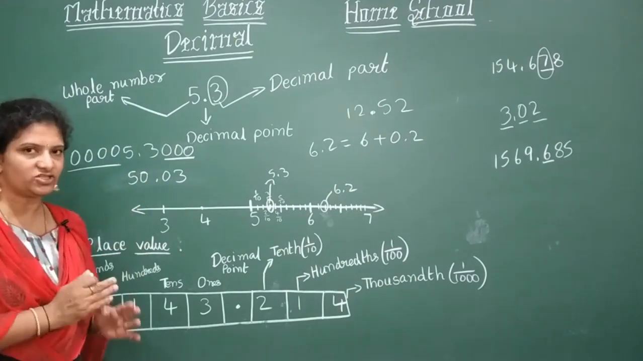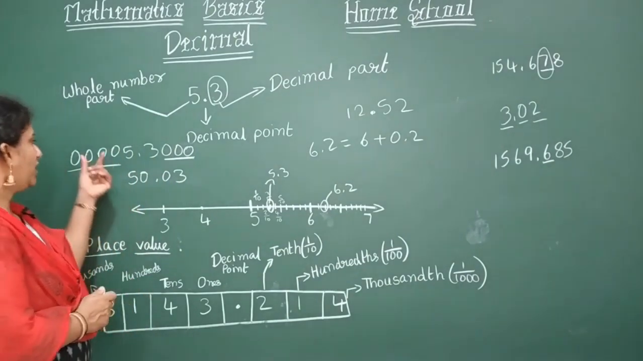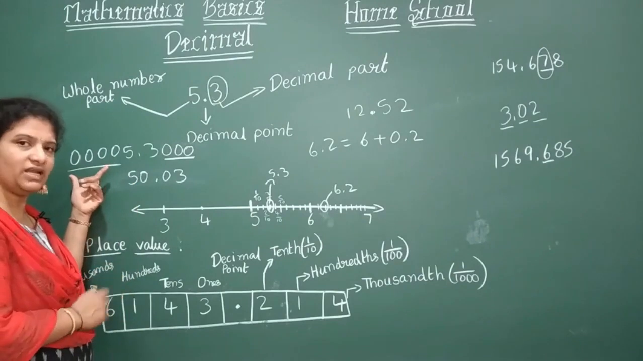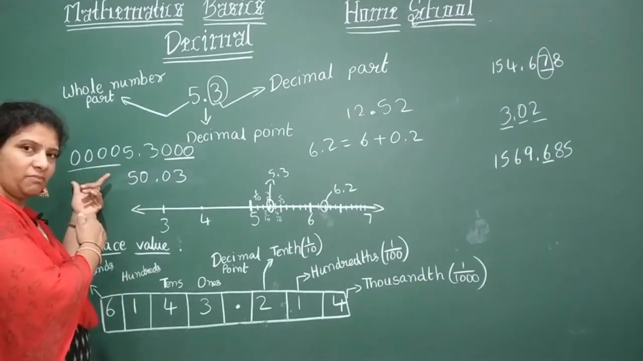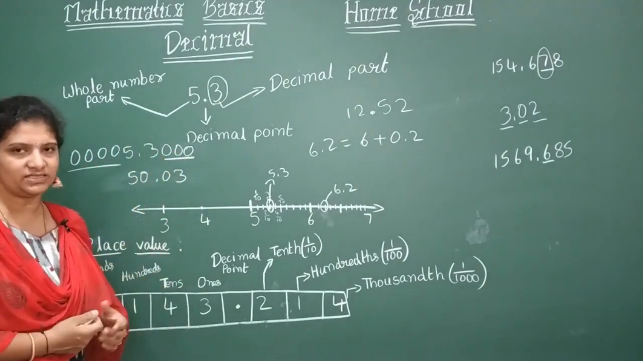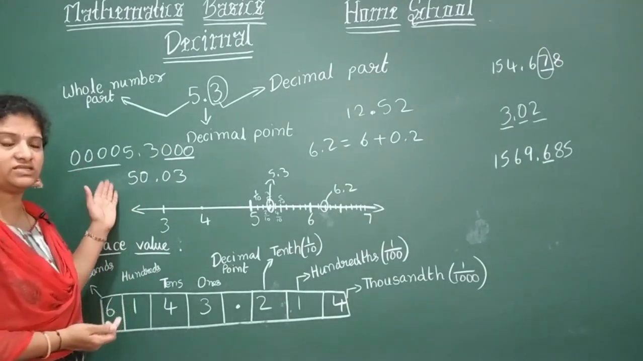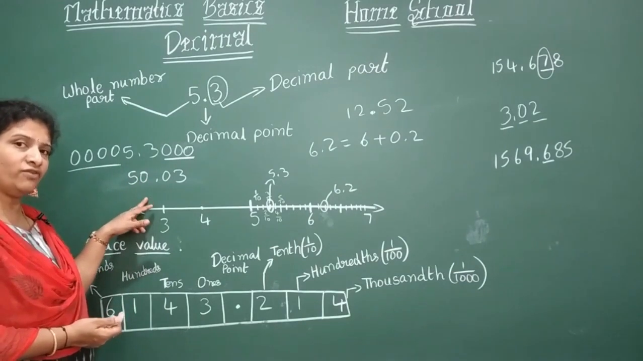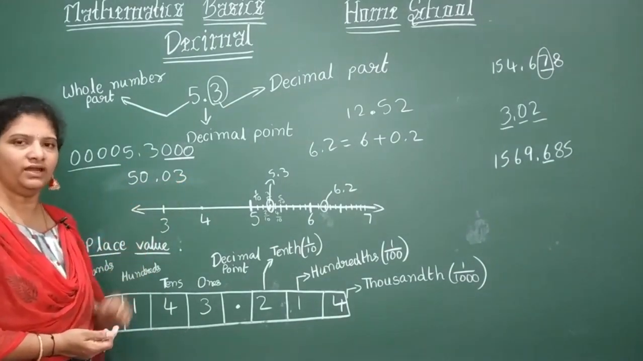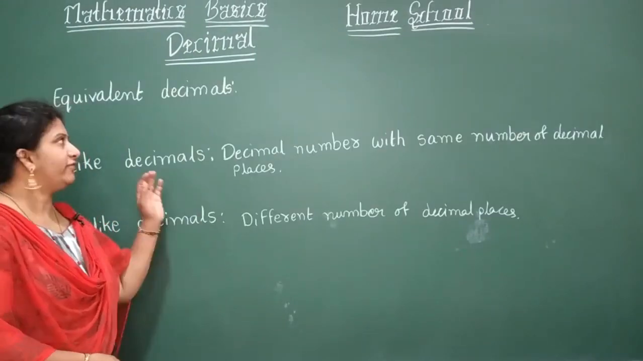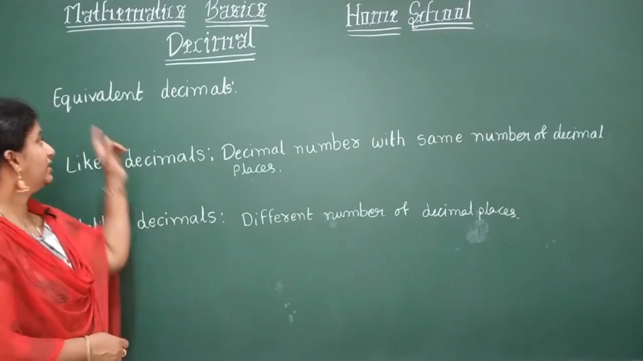So understand here, children, 0 makes no difference when it is written towards the left side of any number and right side of any decimal number. But it changes a lot when the same 0 is written towards the right side of a number and left side of a decimal. Let's see different varieties of decimals.